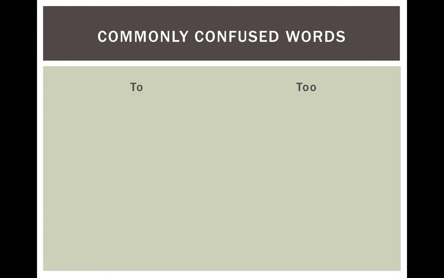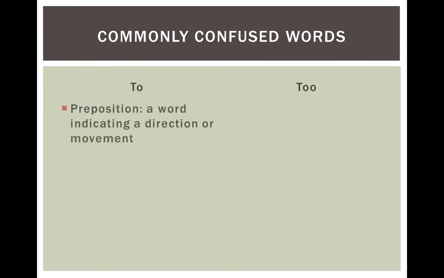Next up, we're going to talk about to and too. The first to, T-O, is probably the most common one. It's one of our basic prepositions, a word indicating a direction or movement, as in, I'm walking, where am I walking? To the Whitaker Building.